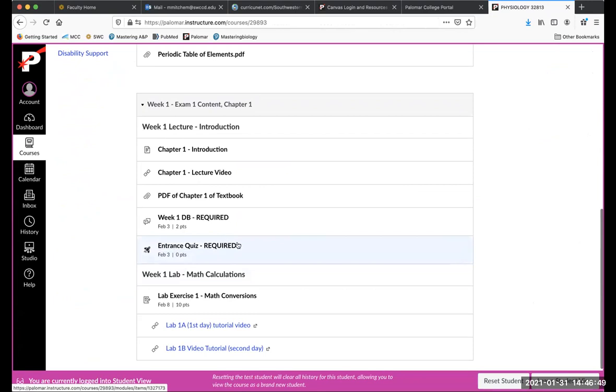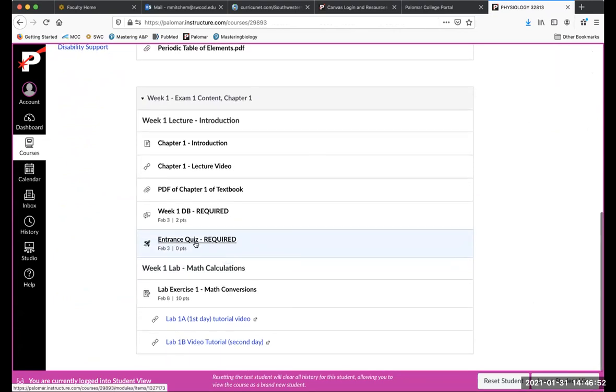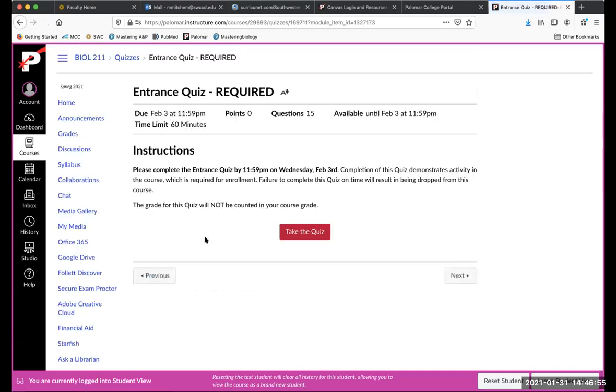Also due this Wednesday is completion of this entrance quiz. Now, this quiz is not included as part of your final grade, and you'll probably be grateful for that because it's a little challenging. Usually students get about a C on it, but it's not part of your grade. It's simply part of this active requirement. So what it does is it goes over the prerequisite information that students need to be successful in physiology. And that allows me to modify that content if necessary to best suit the class. So it is a valuable activity.